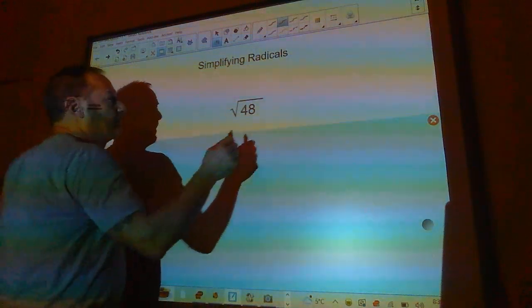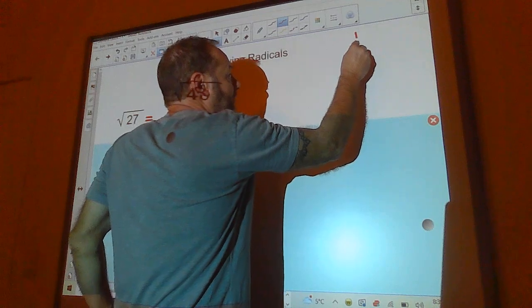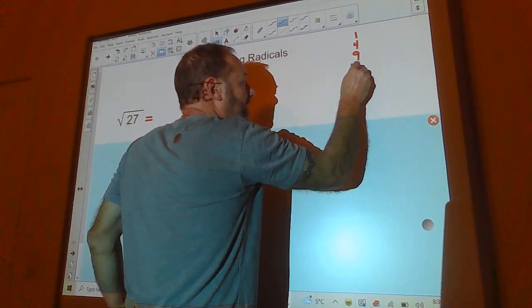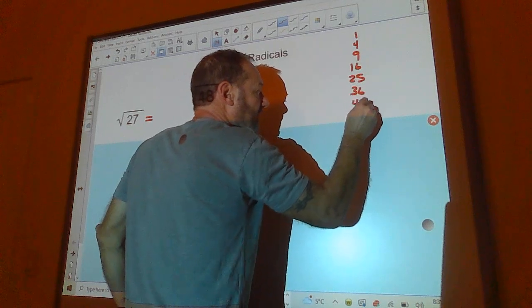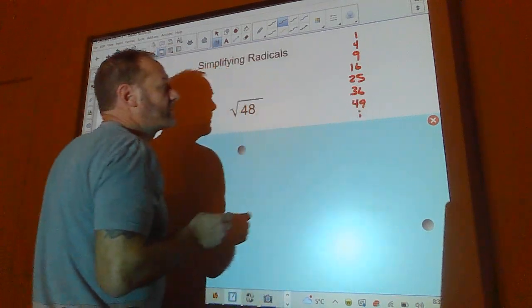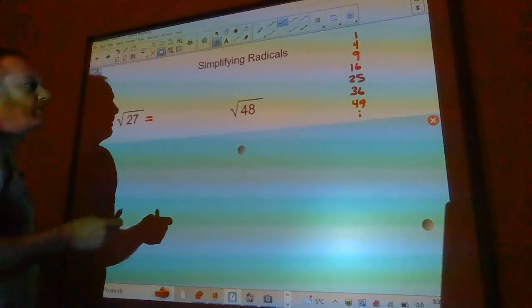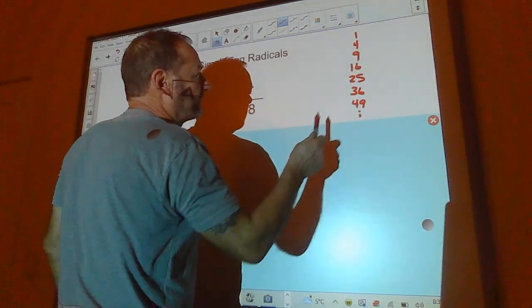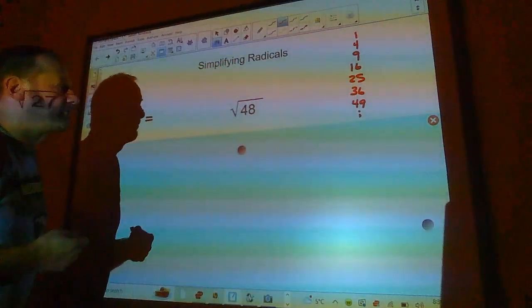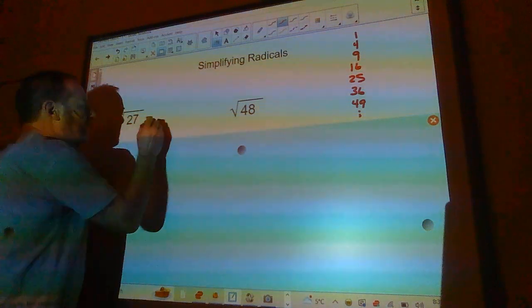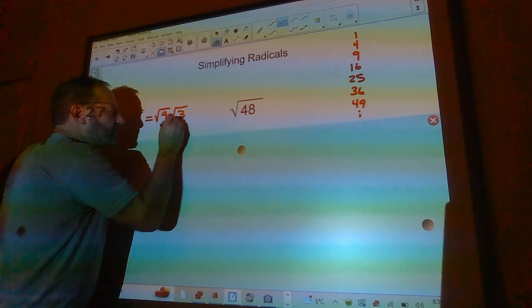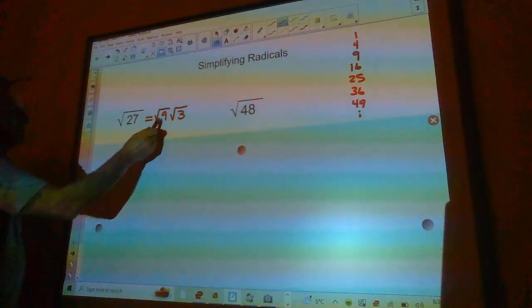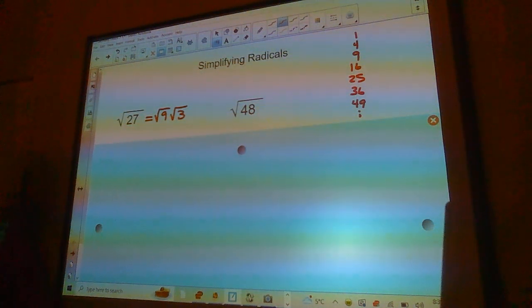Now remember your perfect squares: 1, 4, 9, 16, 25, 36, 49, etc. Those are your perfect squares. We're not going to use 1, because 1 never helps us, but you want to find the biggest perfect square that will go into this number, and that would be 9. So I'm going to change this to the square root of 9 times the square root of 3, because the square root of 9 times the square root of 3 is the square root of 27.